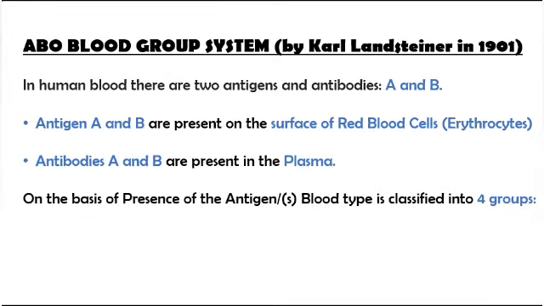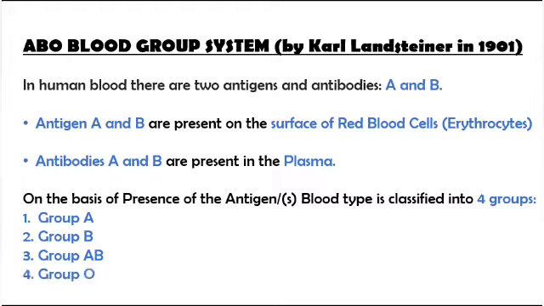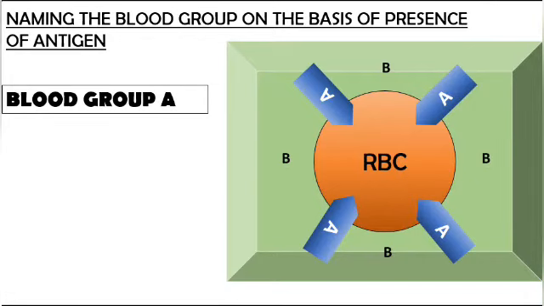On the basis of the presence of the antigen, blood type is classified into mainly four groups: Group A, Group B, Group AB and Group O. So these are the four blood group types that we all know, and this is due to the presence of the specific antigen on the surface of the red blood cell. Now we are going to see how to name the blood groups on the basis of the presence of the antigen. So first of all, here I will be discussing the blood group A.